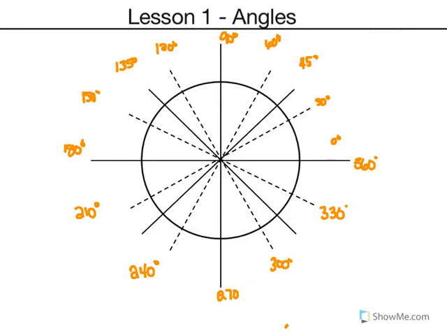Now we need to just go in and add in our 45s. So from 180 plus 45 is 225, and our last one is 315. The more you do this, the more familiar those numbers will be.